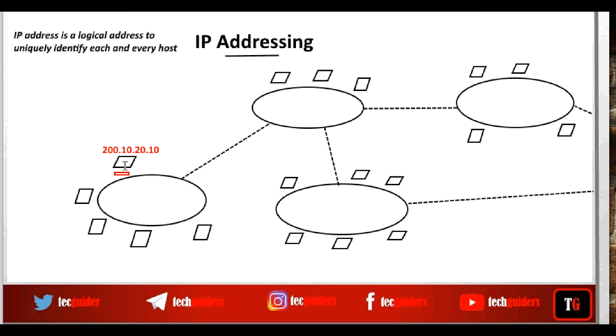If the same device is connected to a different network, it can have a different IP address, and this logical address is used for effective communication purpose. Suppose some host from some other network needs to communicate with this host, then the IP address of this host is required. And the IP address is unique. Each and every host over internet is having a unique IP address.